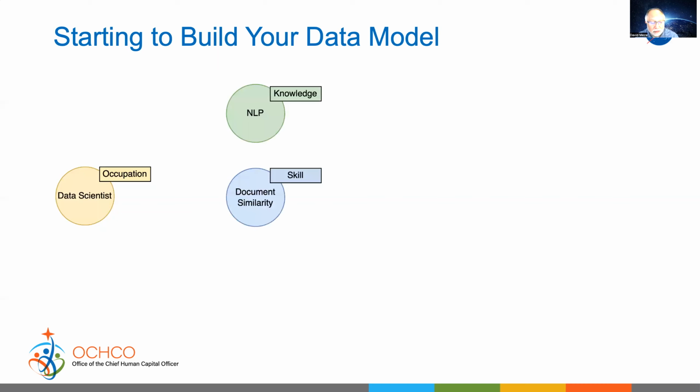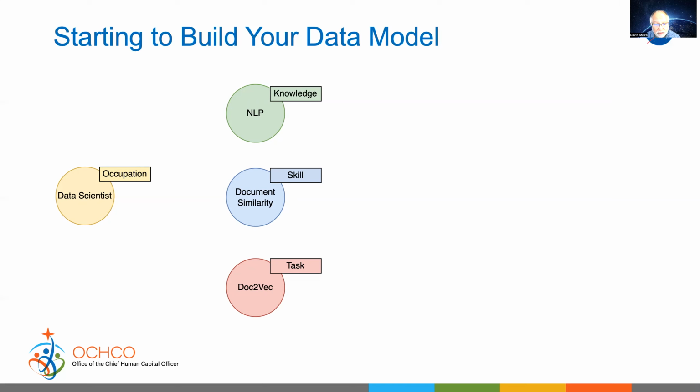It also has a skill. In this particular instance, we're going to look at document similarity as a skill necessary for data science to be able to do within this occupation. And it could be an occupation, it could be a job, it could be a project somebody's working on, but it all works the same way. There's a task to do. So in this case, the task would be doc2vec.